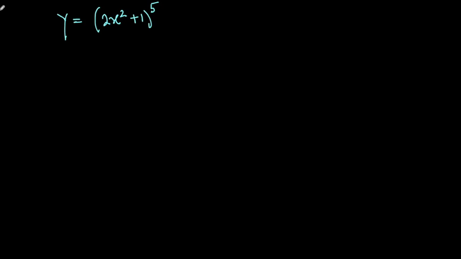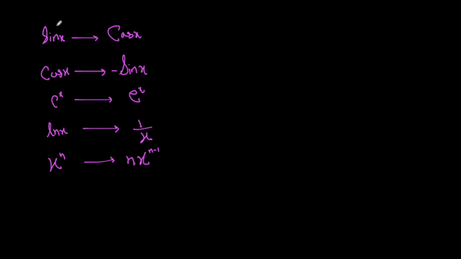So now you know the differentiation of sine x is cos x, that is clear. Cos x is minus sine x, that is also clear. e to the power x is just e to the power x. ln x is 1 over x, and x to the power n is n x to the power n minus 1. So hope you understand this one.